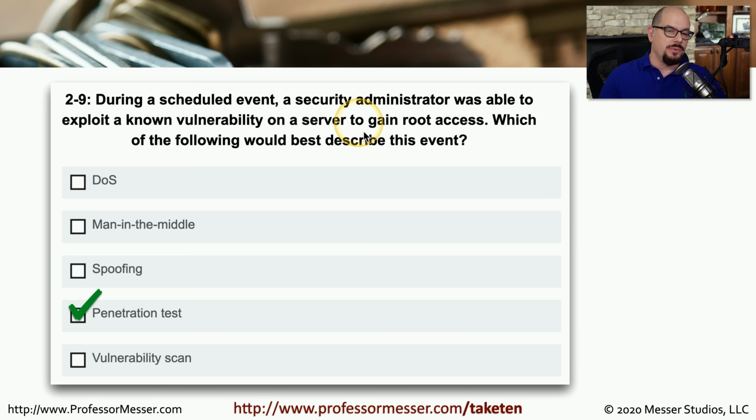It does not describe someone gaining access to a system, especially root access. Man-in-the-middle describes a third party that is accessing information that's being sent between two other devices. In this case, an administrator simply used a known vulnerability. There's not a third party involved, so this would not be man-in-the-middle. That security administrator didn't have to change their IP addresses or pretend to be someone else. So in this case, it would not be spoofing, and this would not be a vulnerability scan because we actively exploited that vulnerability, making this a penetration test.